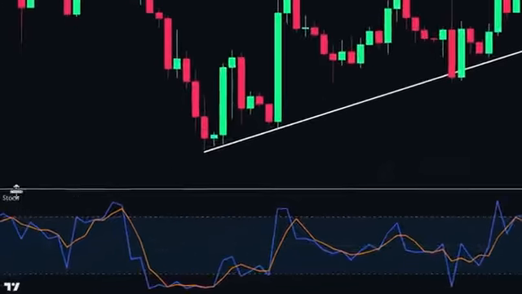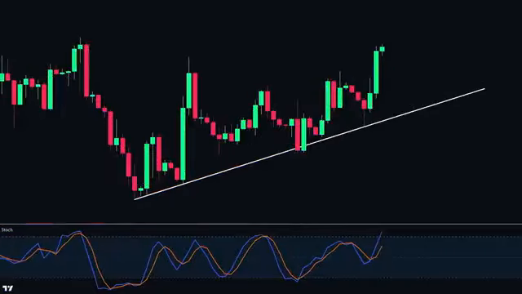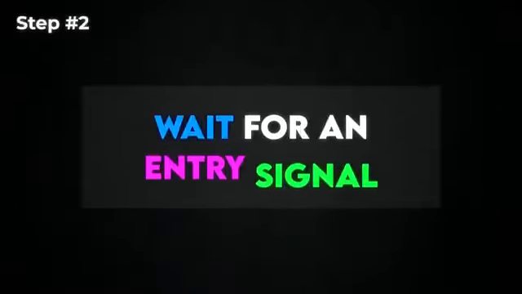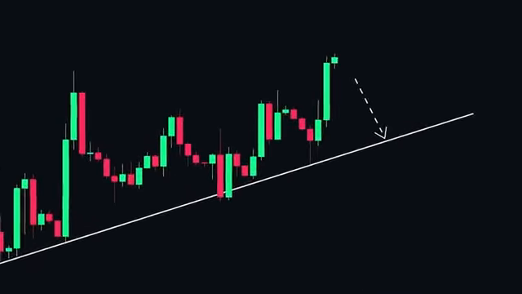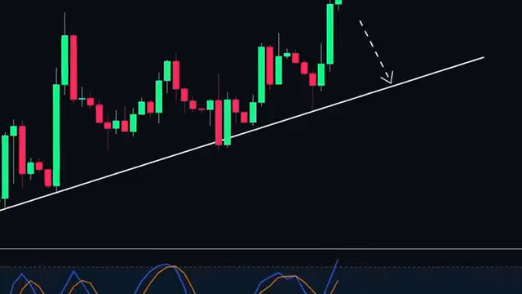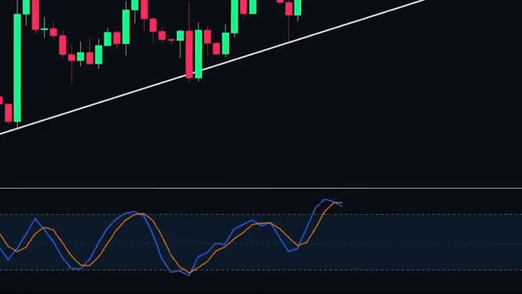So, go to its settings and just copy these values. This will help the indicator give better signals. Now that all the tools are set, we can start looking for entries. So, what I look for is price approaching the trend line, but I also want to make sure that the blue stochastic line crosses into the oversold level, which is this bottom level here. So that would look something like this.